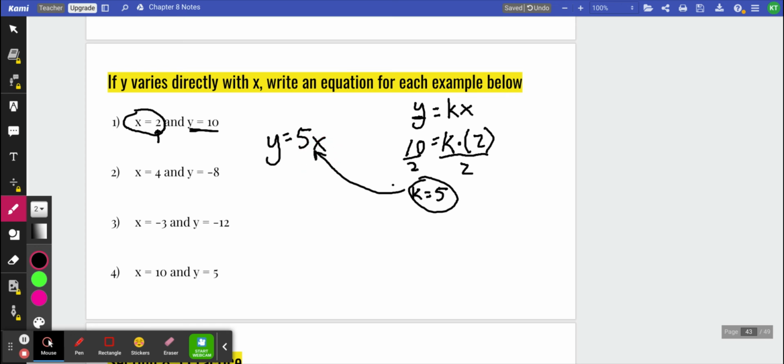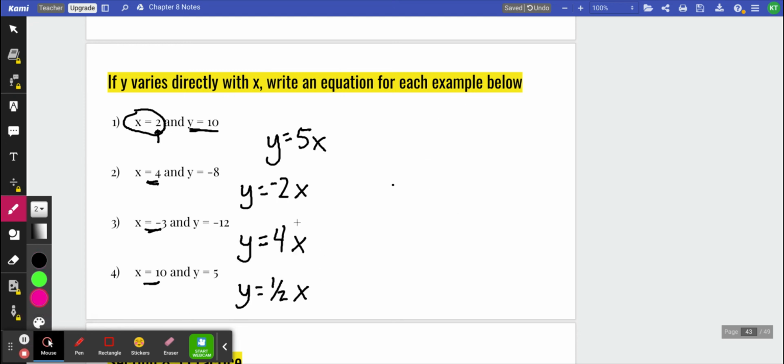Take a minute and see if you can figure out what x is multiplied by in each of these equations to give you y. So pause the video here and see if you can solve the equation. All right, let's see how you did. y equals negative 2x for the first one, and negative 2 times 4 is negative 8.